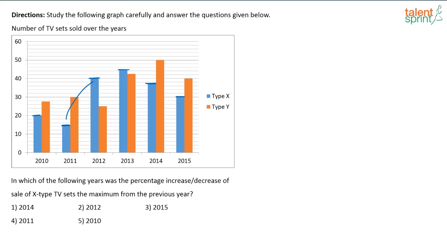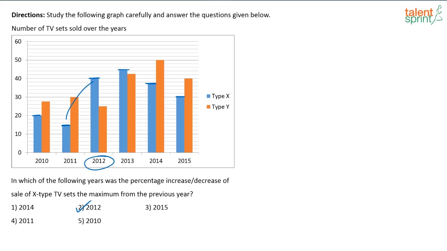So in which of the following years has the percentage increase been maximum from the previous year? In 2012, the increase is doubled or more than that. So just look at the graph and answer. So what will be your answer? Your answer will be 2012.